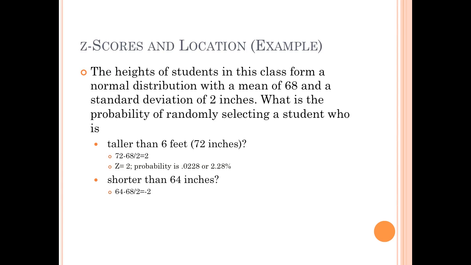Exactly, because your table only gives you absolute values. So exactly the same.